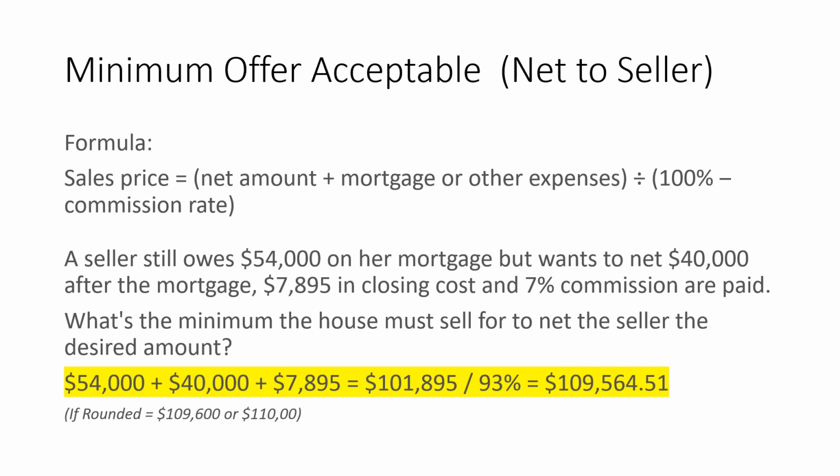But we still have to factor in that commission, and that's done a little unusual. If you ask me, I would think it was done a different way, and most people do when they first think about it. But you're going to divide. You're going to take that total figure that we just got and divide it by the difference between 100% and the commission rate, which in this case is 7%, so you're going to divide it by 93%. So the house should sell for somewhere around $109,564.51, or an agent may round it up to $109,600 or just $110,000. But it's really simple. It just sounds complicated.